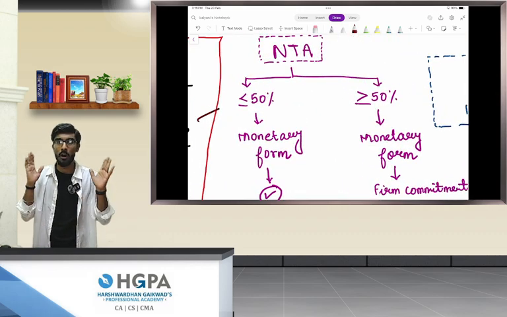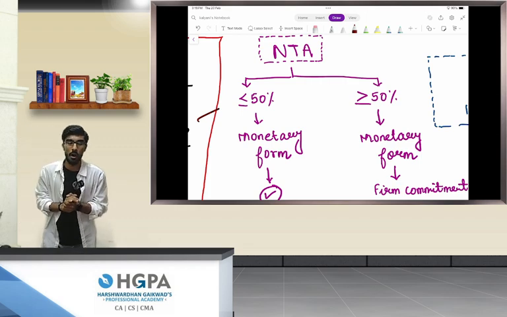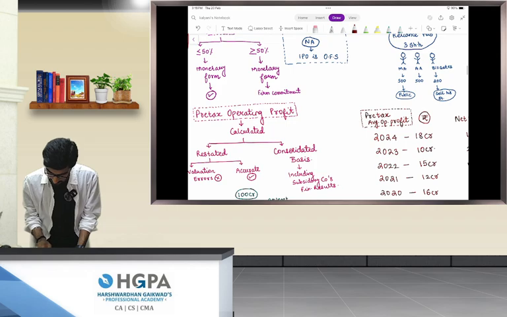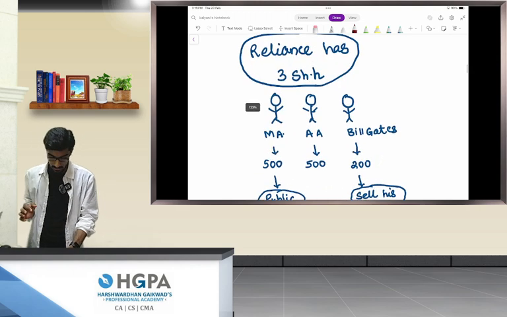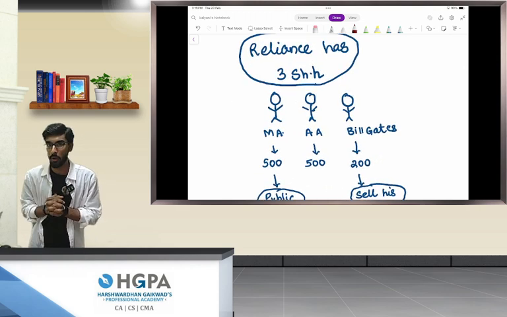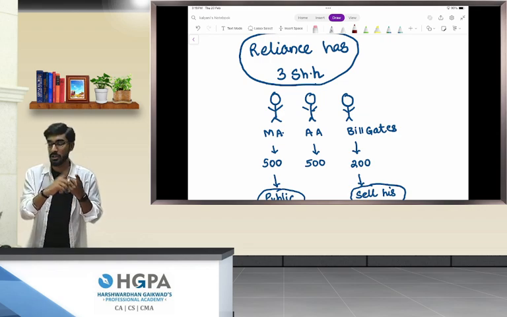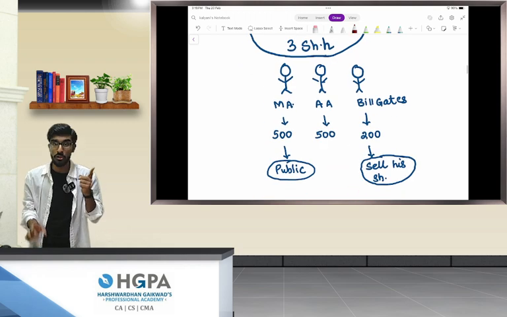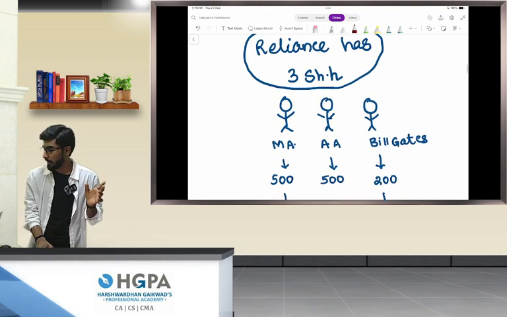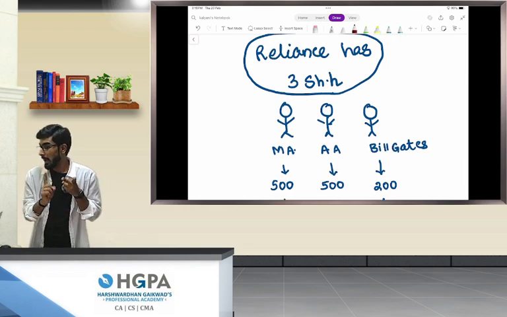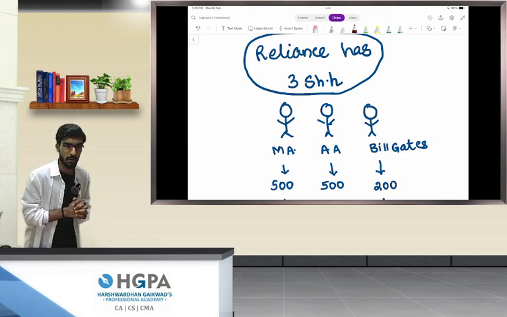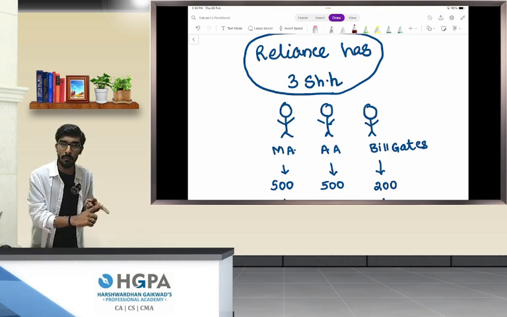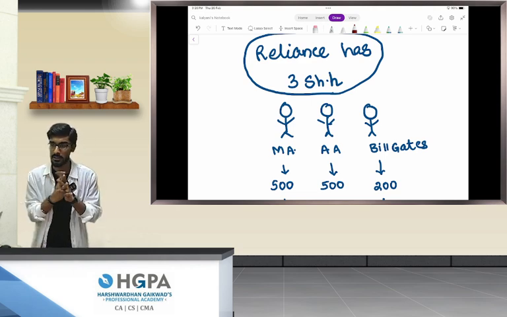There is a concept called offer for sale. For example, let's say Reliance Industries has 3 shareholders. Number 1 is Mukesh Ambani, who is holding 500 shares. Anant Ambani, who is holding 500 shares. Bill Gates, who is holding 200 shares.